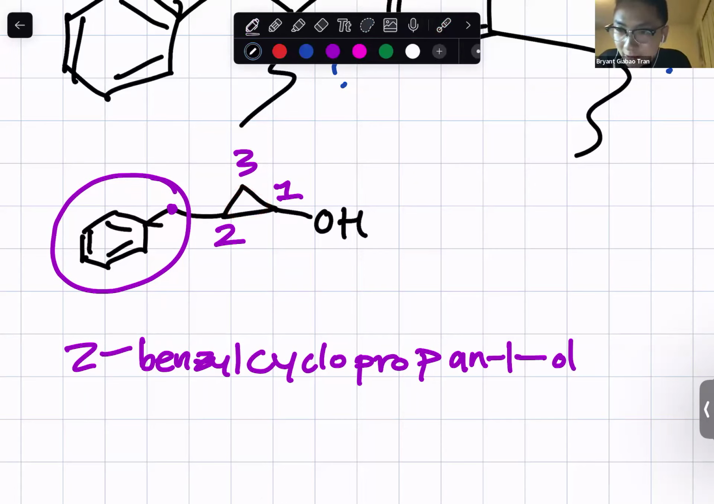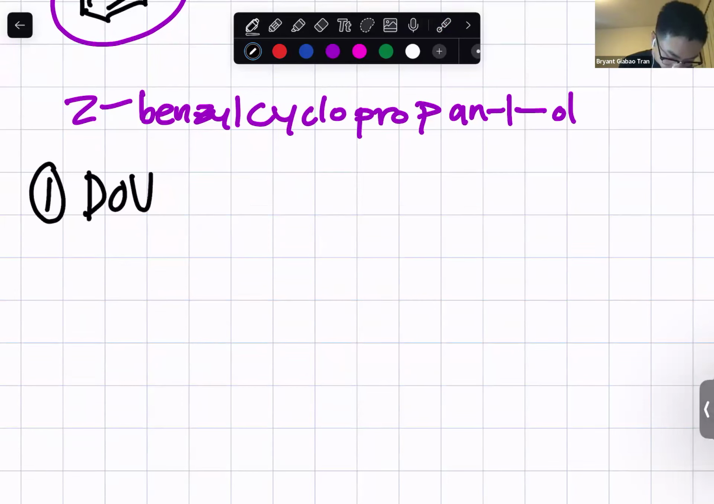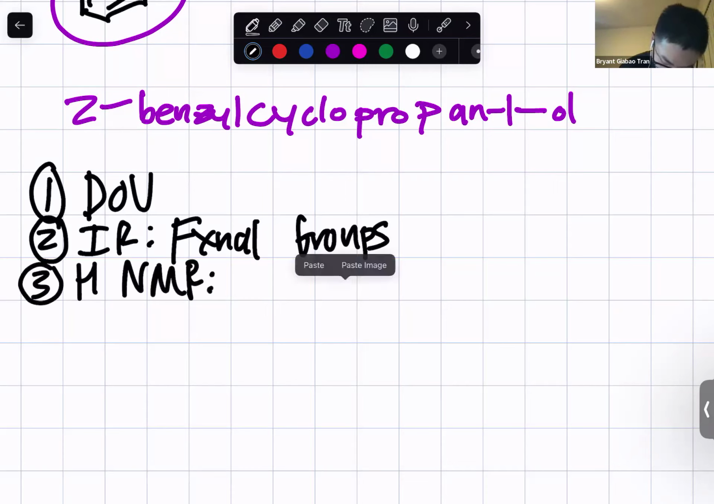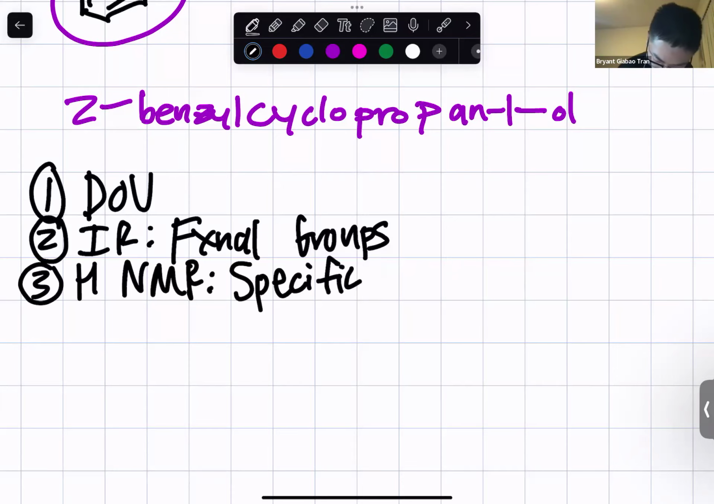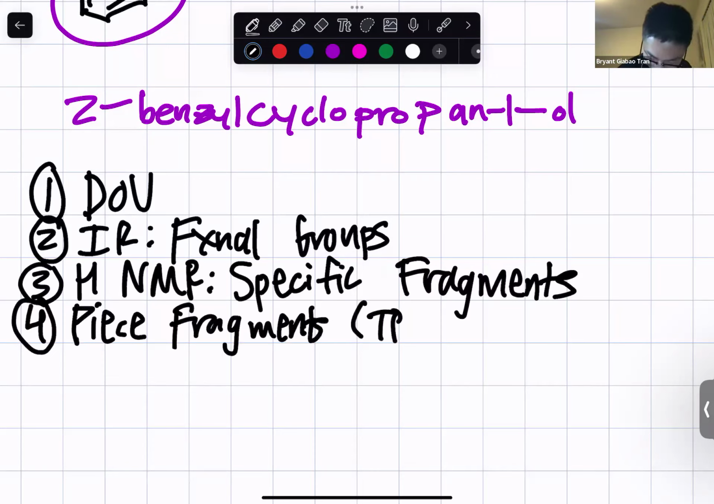Okay. General tips and tricks for NMR. Here's my thought process. DOU always first. IR, figure out your functional groups. Third step, HNMR, get your specific fragments, not the full piece yet. Fourth, attempt to piece the fragments together. It's all trial and error. You gotta try a lot of things. It might not work. You just go back and start again.